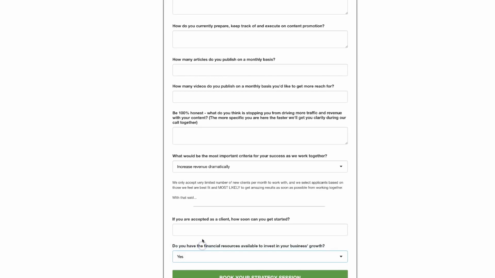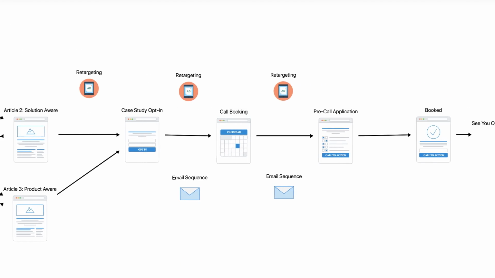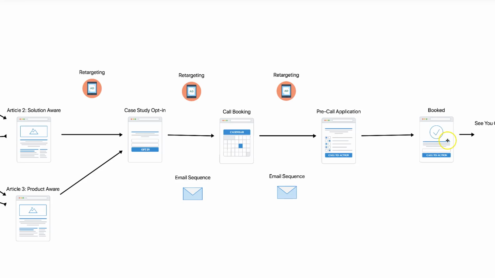If they're answering yes, they're like, great, yeah, I have money, I have an idea of what it might cost, and I think we're going to be a good fit. You want to get that buy-in. So that's the pre-call application. And then moving right over, you have them booked. Here, maybe you want to drop them into an email sequence just until they get to the call.